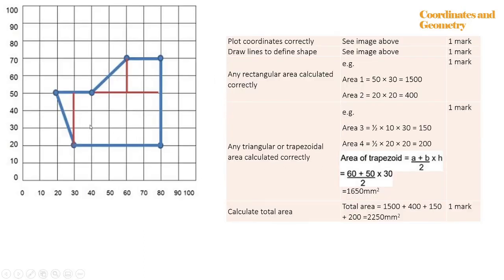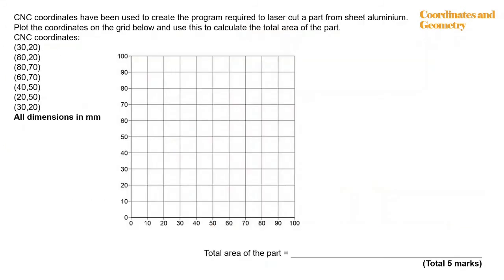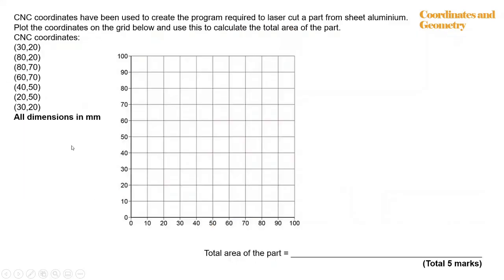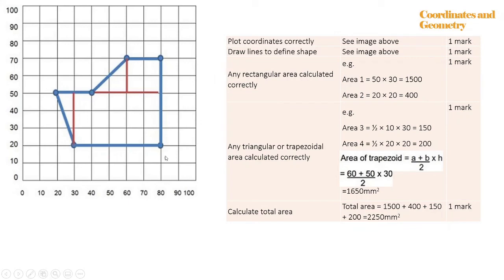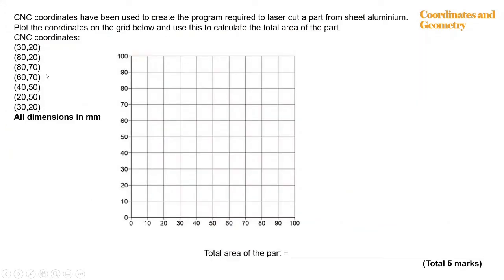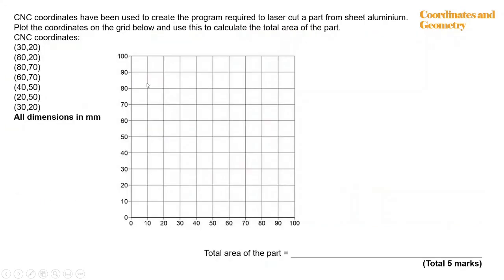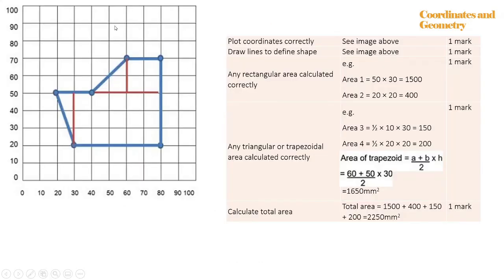Okay, so hopefully you ended up with a shape like this. All you're doing, across the bottom is always the first one. So go across to 30, go up to 20. Then 80 to 20: across to 80, up to 20. Then across to 80, up to 70. So you see where we're plotting these out. As long as you make sure the first number is across the bottom, and the second number is up the side, it's pretty simple.